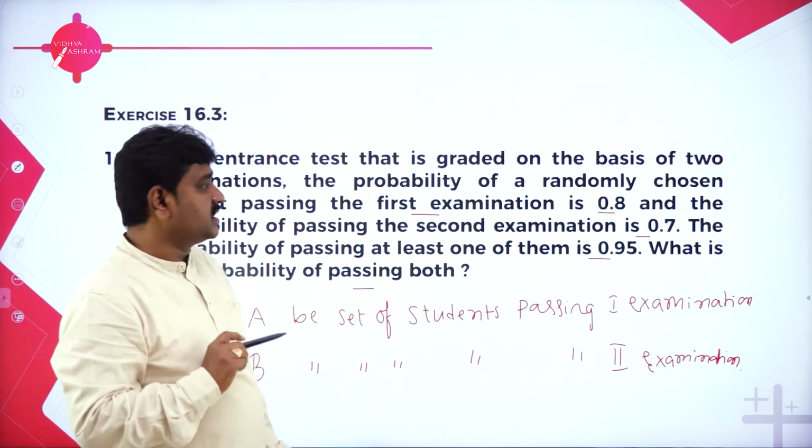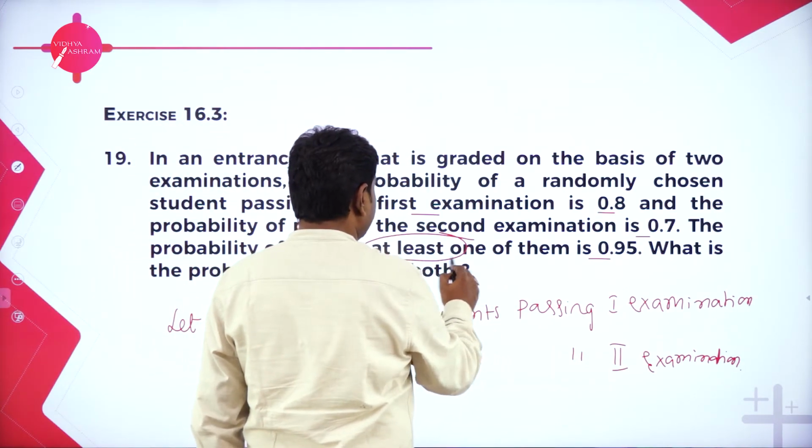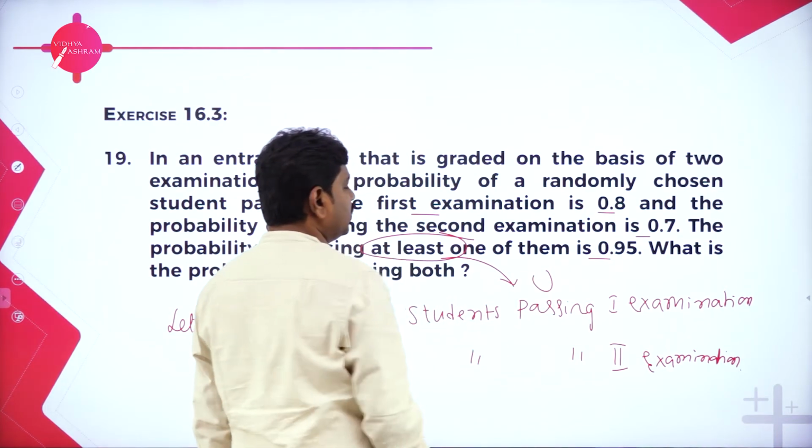They give at least, so at least one is given. So here what is meant by at least? Because only two are there, so we use the term union.